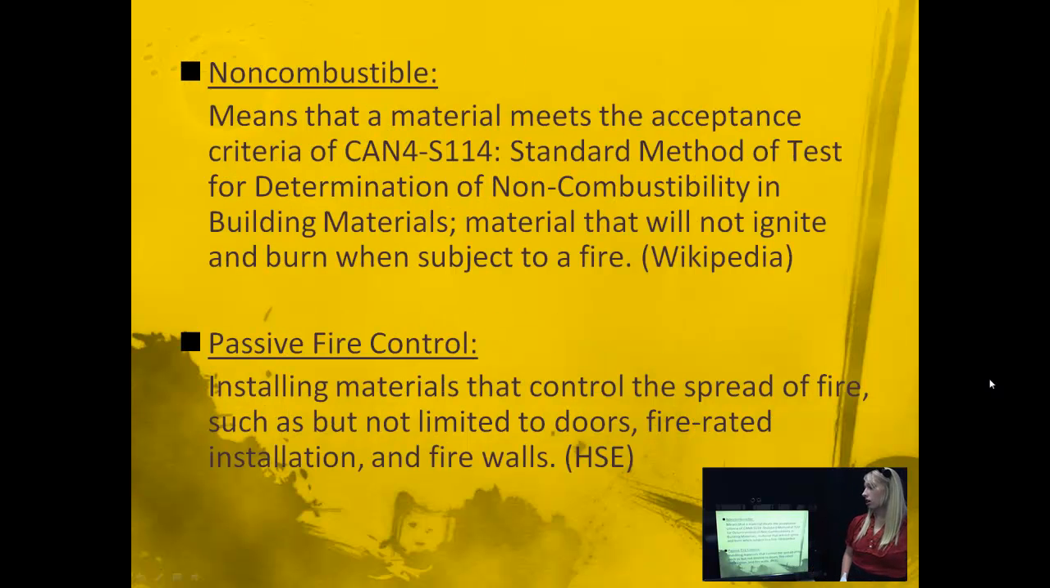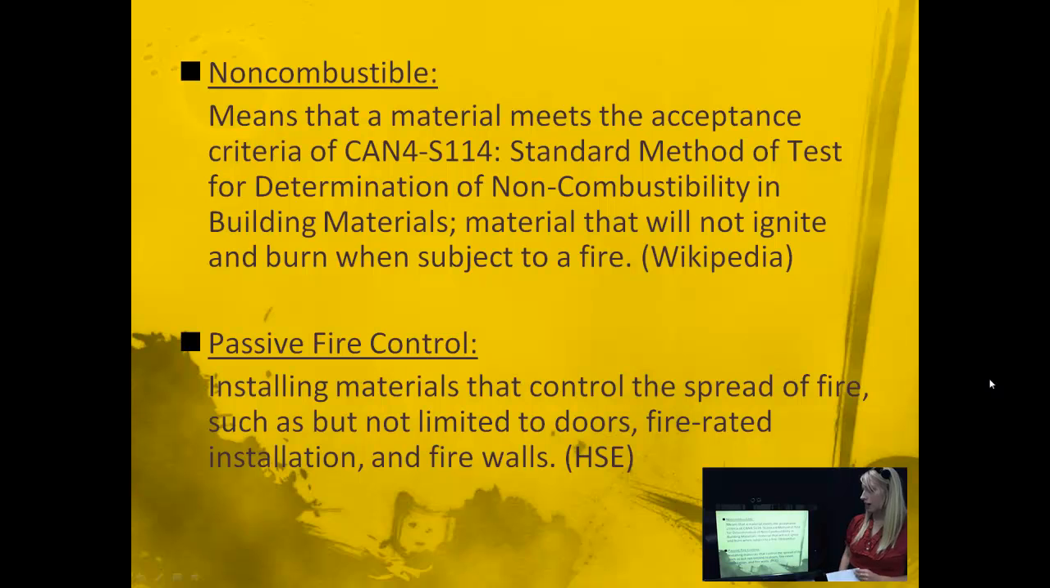The next one is non-combustible, and this means that the material meets the acceptance criteria of the CAN 4-S114 standard method of test for determination of non-combustibility in building materials, material that will not ignite and burn when subject to fire. So you just need to remember that non-combustible means that it's a material that will not ignite and burn when subject to fire.